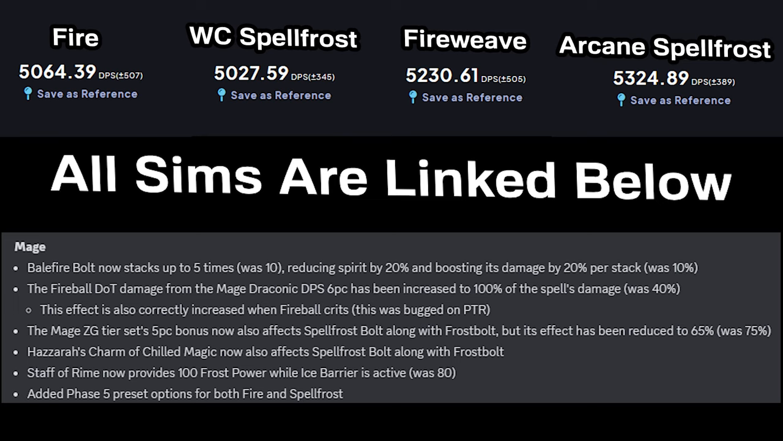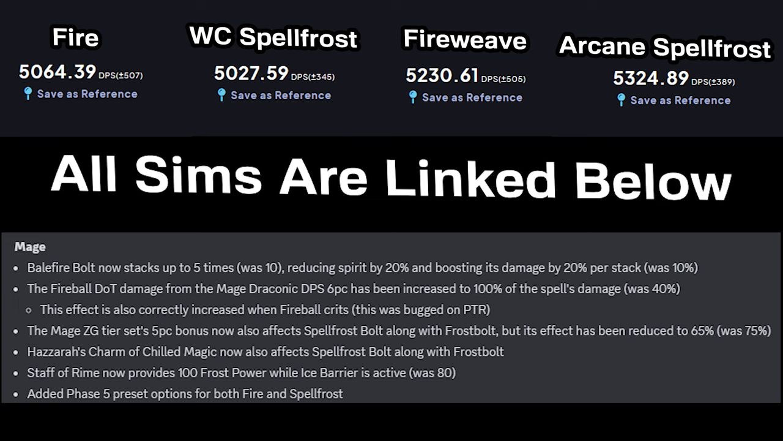Balefire Bolt now stacks 5 times instead of 10. That means you will want to stop at 4 stacks. The spirit and damage bonus were increased from 10% per stack to 20%. The fireball dot from the mage tier 2 Draconic 6 piece has been increased to 100%.